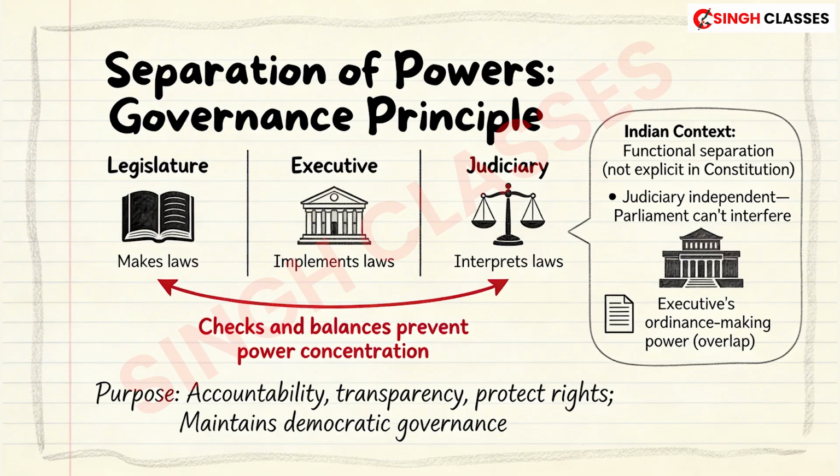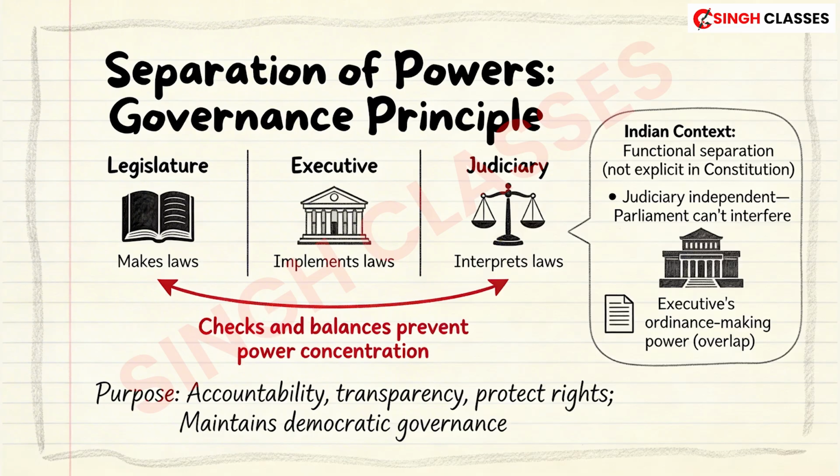Separation of powers. Separation of powers is a principle in which government authority is divided among three organs: legislature, executive, and judiciary. The legislature makes laws, the executive implements them, and the judiciary interprets them. This division prevents concentration of power and ensures checks and balances. Although the Indian Constitution does not strictly separate powers, it provides functional separation and judicial independence.